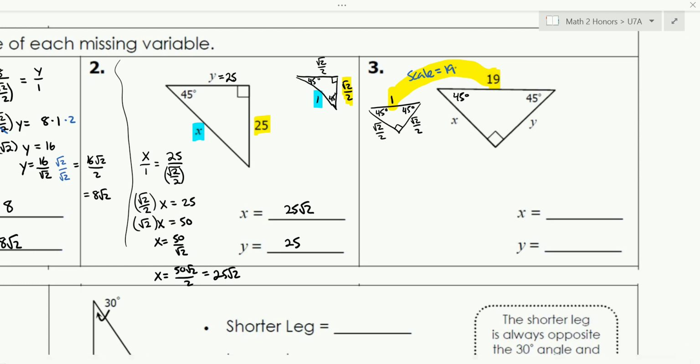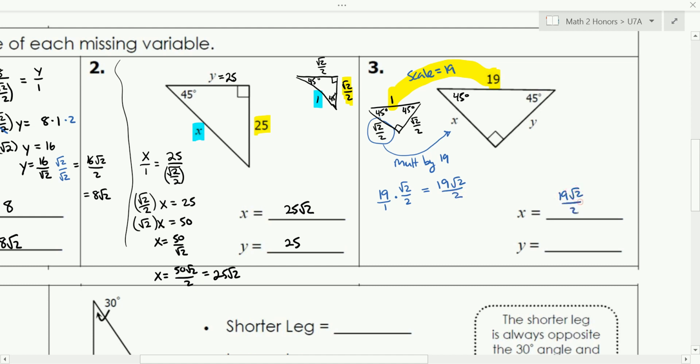So if I want to find x, I know that corresponds with root 2 over 2 here. So I just need to multiply by 19. Okay, so how does that look? Well, 19 times root 2 over 2, I need to change 19 to a fraction, so 19 over 1. And you multiply the top with the top, bottom with bottom, and you get 19 root 2 over 2. And we found it. That's x. Y is going to be the same, right? Because it's an isosceles triangle.